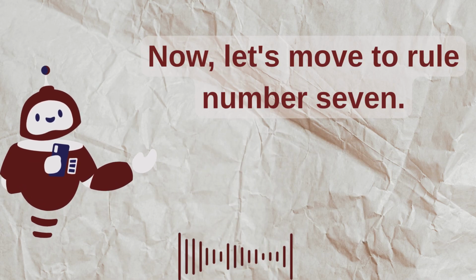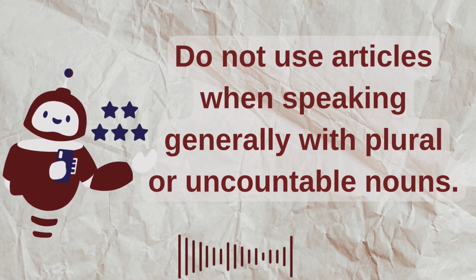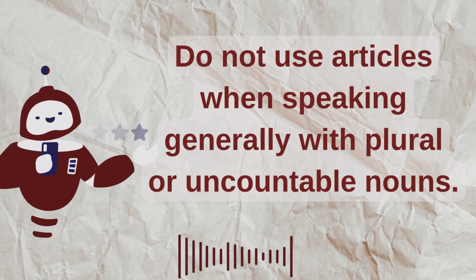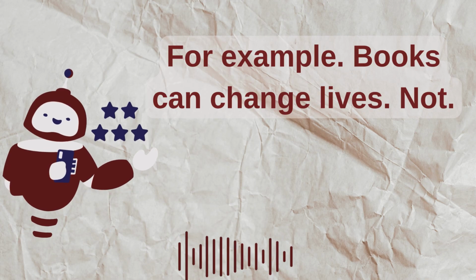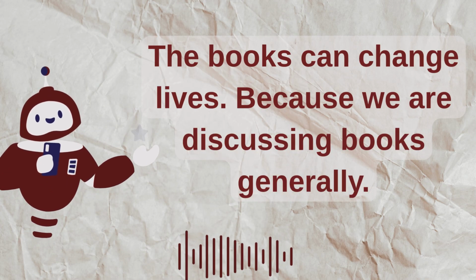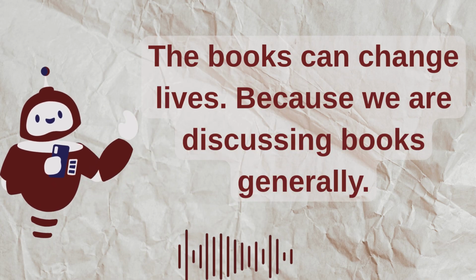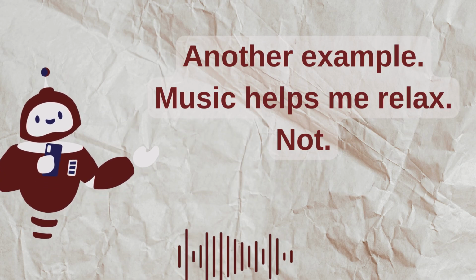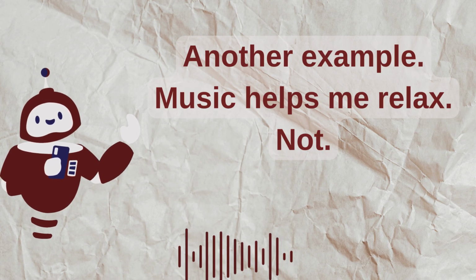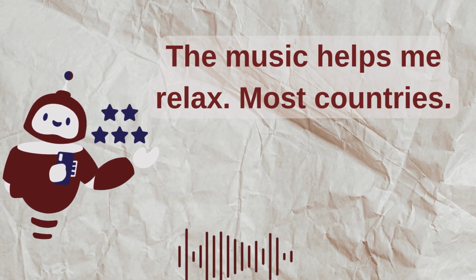Now, let's move to rule number 7. Do not use articles when speaking generally with plural or uncountable nouns. For example, books can change lives. Not, the books can change lives. Because we are discussing books generally. Another example, music helps me relax. Not, the music helps me relax.